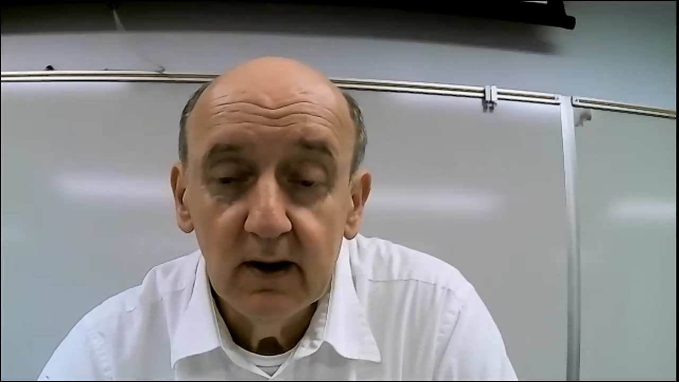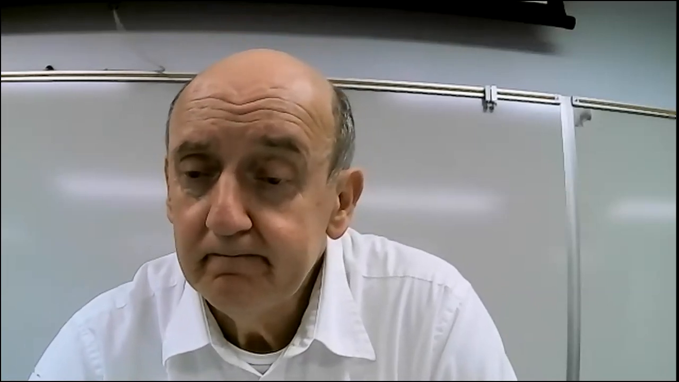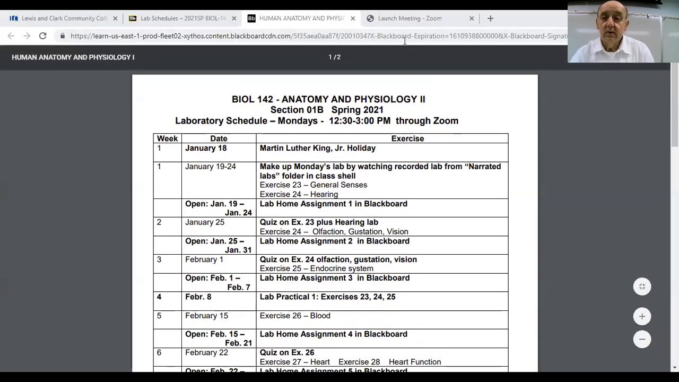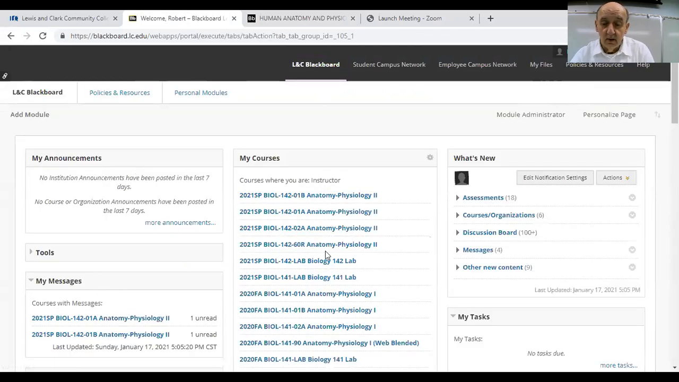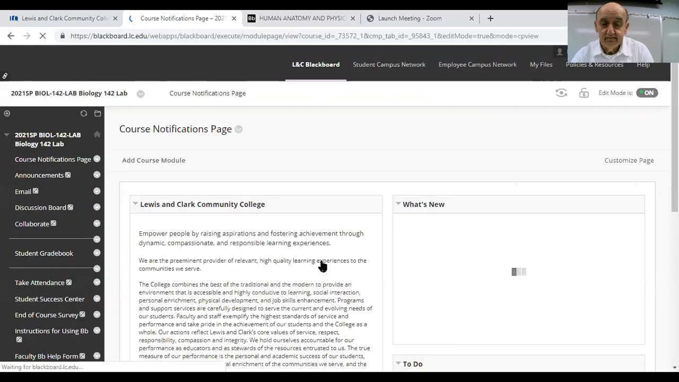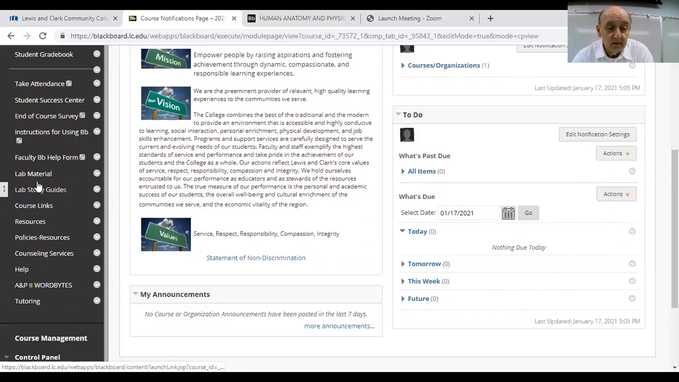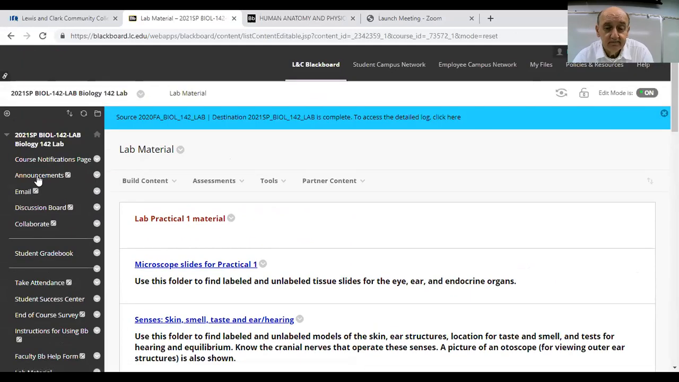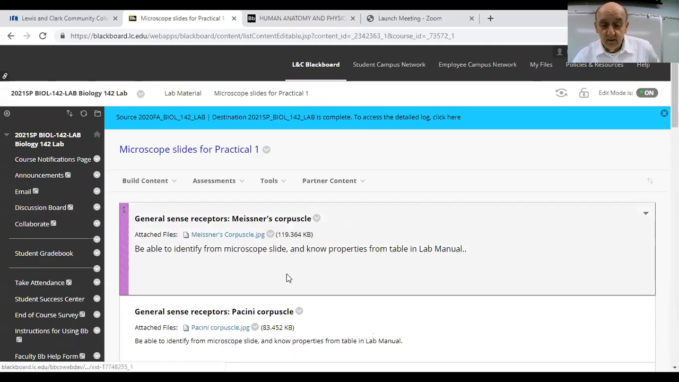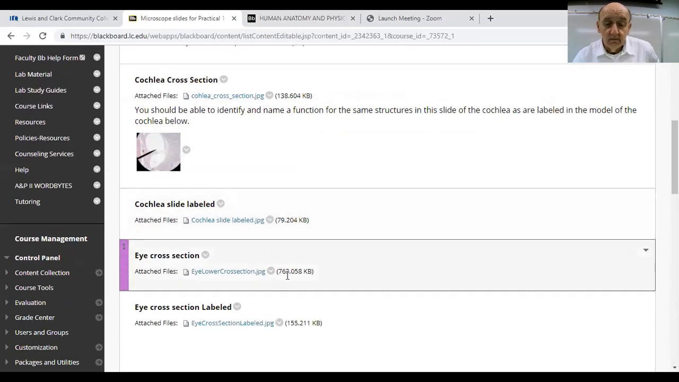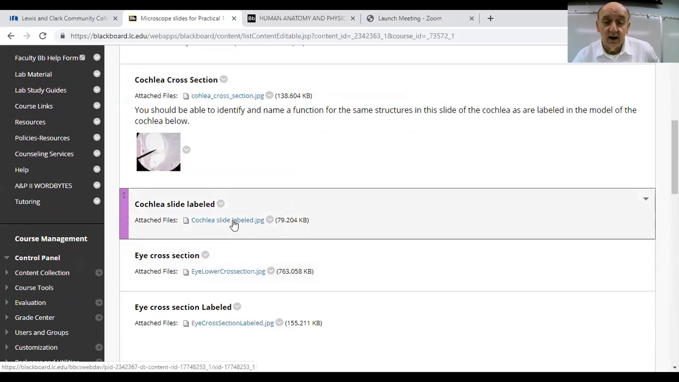So let's go to the lab shell. And actually, I have to go a different way here. So hang in there. We are in the class shell here. I'm going to go to the lab shell. And of course, in a lab shell, where would you go? Lab materials. Microscope slides for practical one. You have seen the Meissner and Pacini corpuscle. Let's take a look at the cochlea slide.